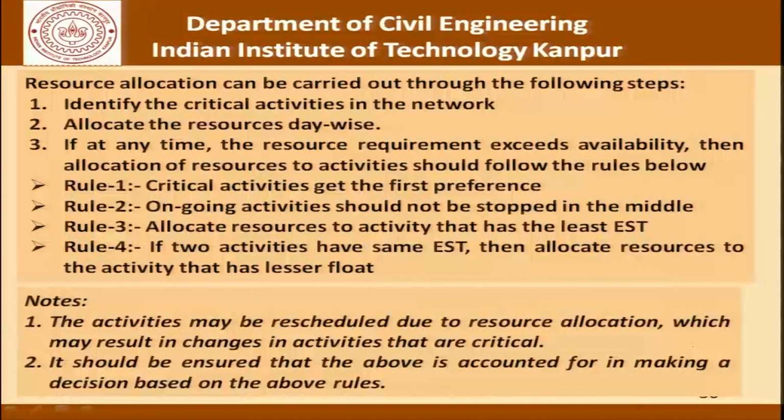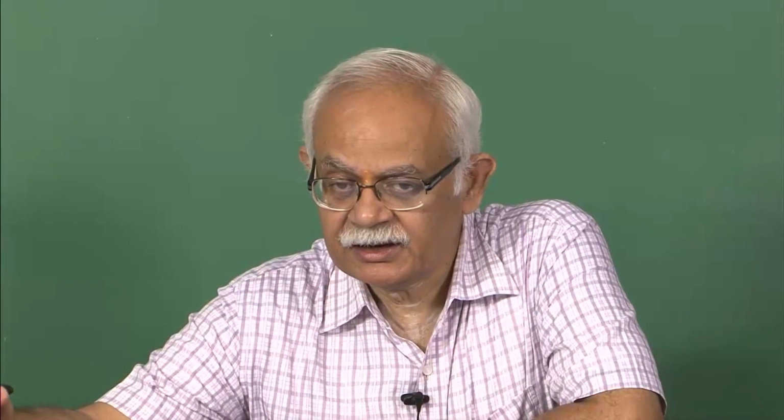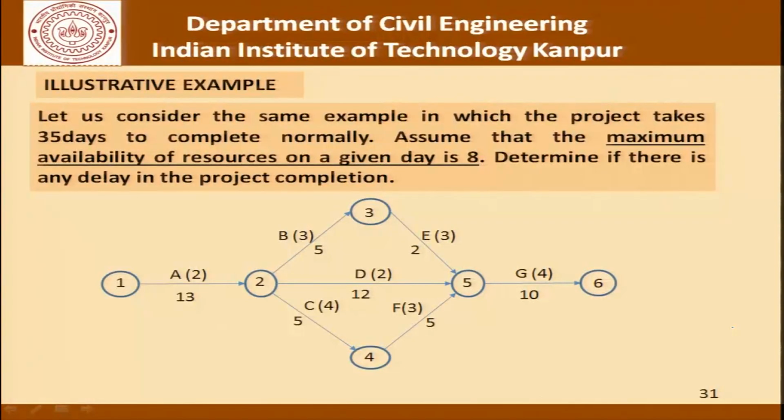Please note that activities may be rescheduled due to resource allocation, which may result in activities that become critical. Once we are playing around or shifting the non-critical activities, their starting points, their scheduling, that may lead to a change in the critical path, and that is something which has to be constantly kept in mind. It should be ensured that the above is accounted for in making a decision based on the above rules. This change in the critical activities should always be there as a governing principle when we are trying to do the reallocation of resources. Now let's look at an illustrative example for this.